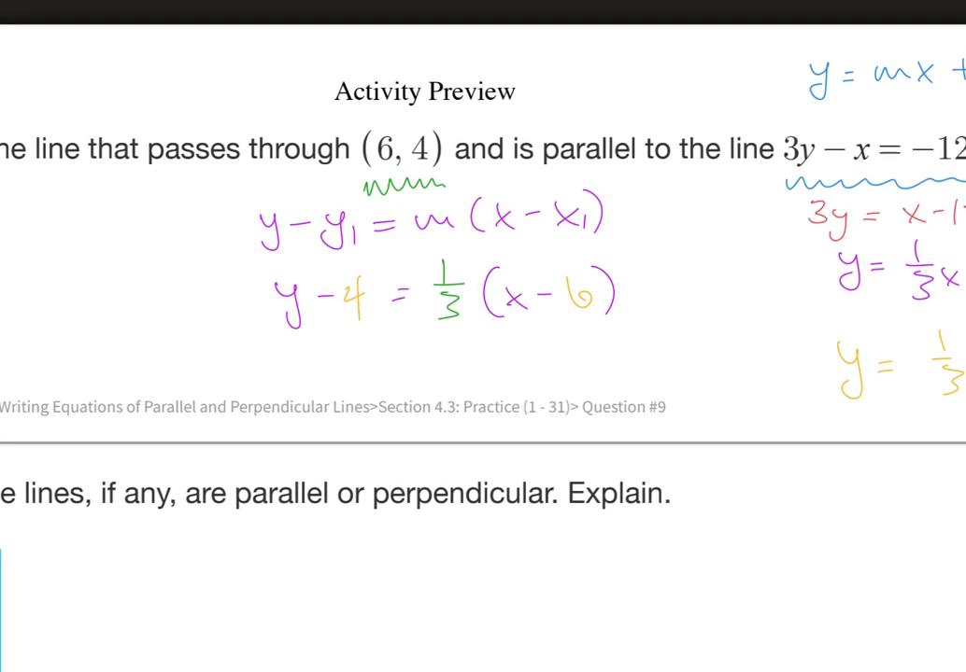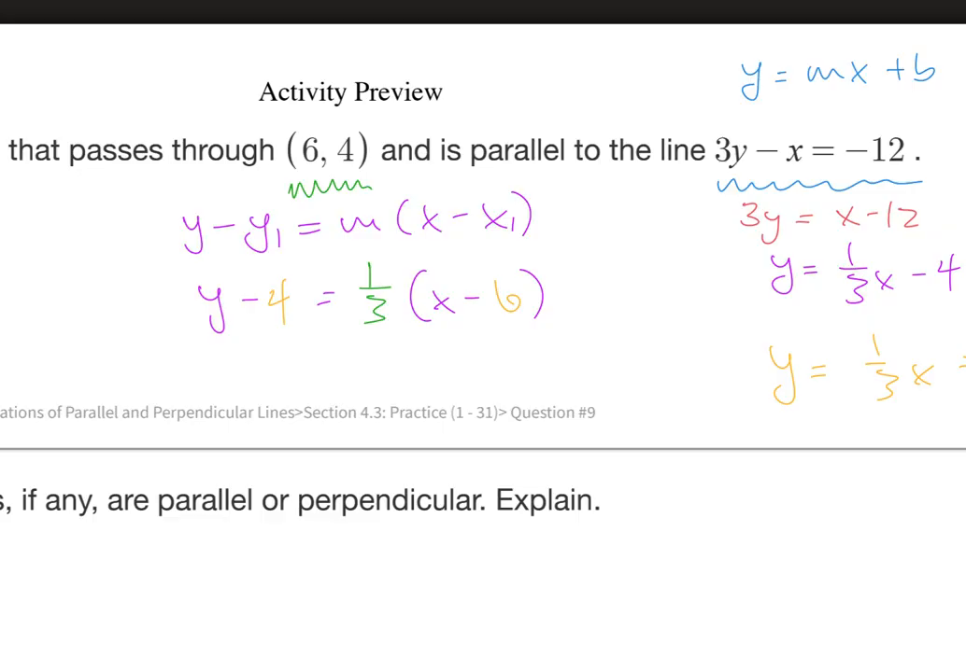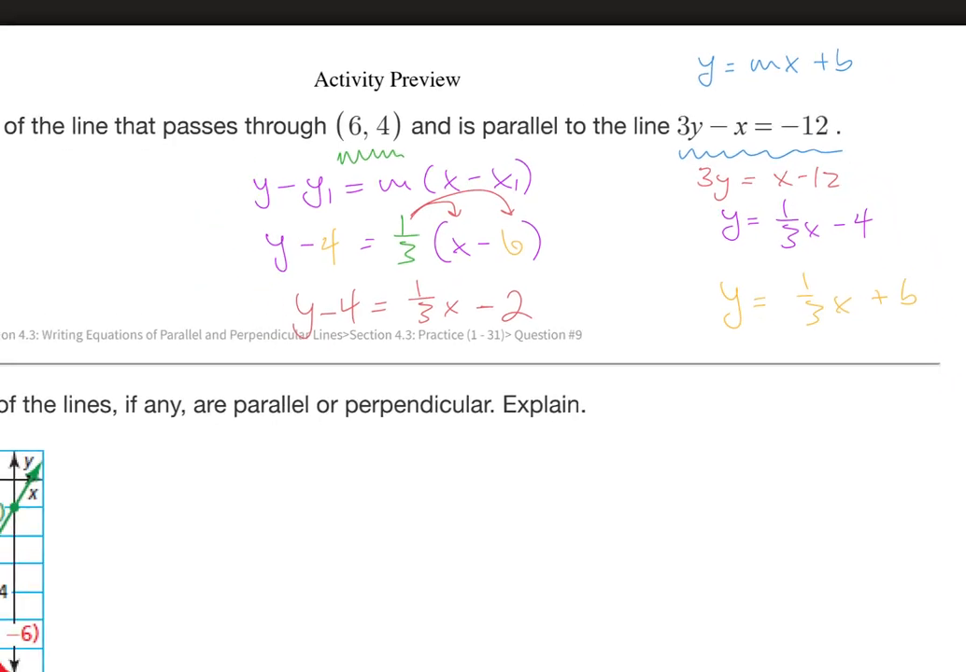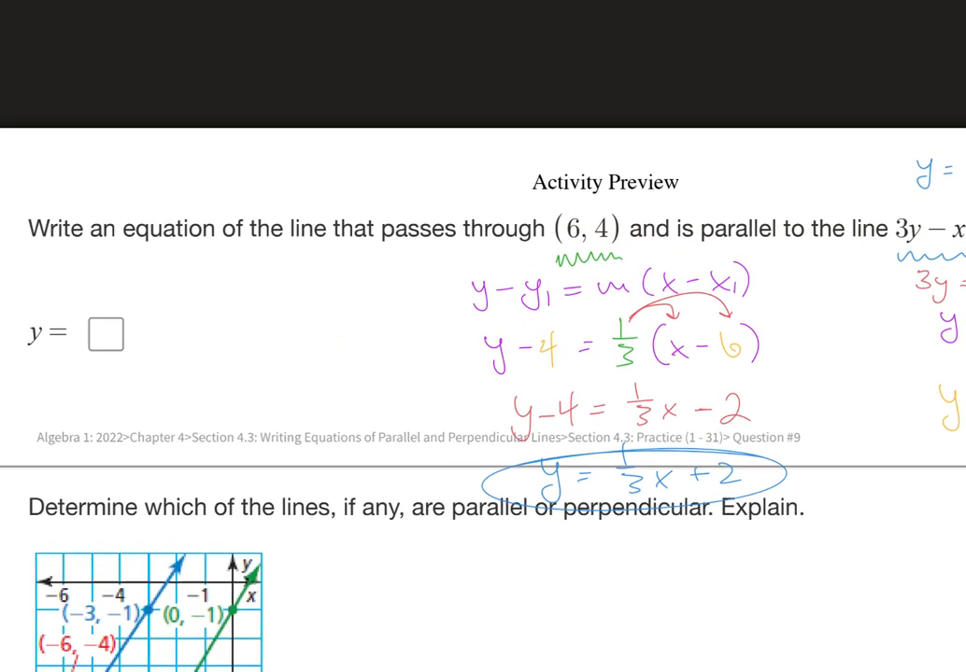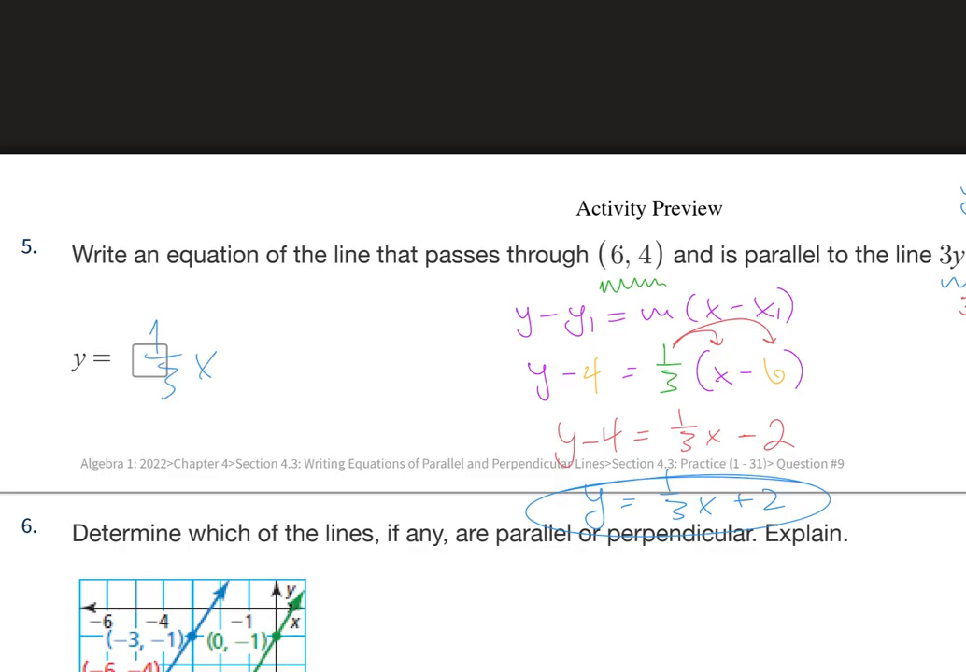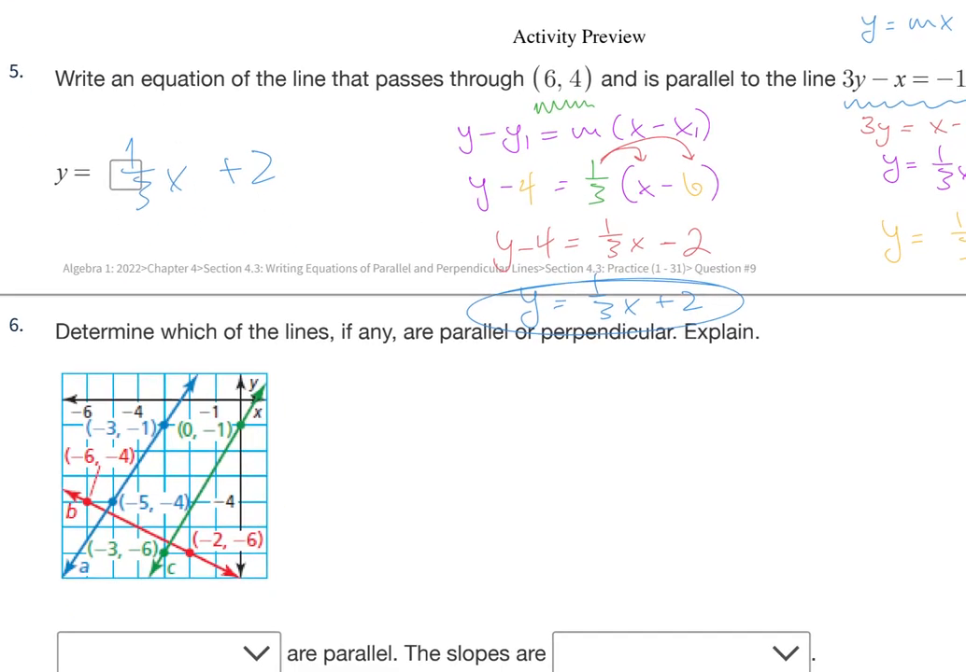So let's simplify this. Y minus 4 equals, we're going to distribute this 1/3. 1/3 x minus 2. Add 4 to both sides, and we get y equals 1/3 x plus 2. That's it. Y equals 1/3 x plus 2.